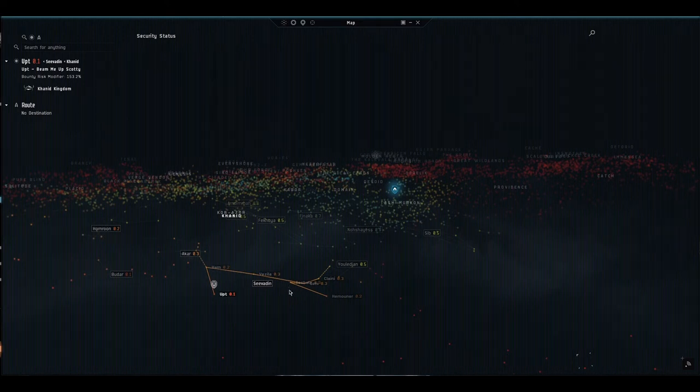LowSec is anything from 0.1 to 0.4 space. You can expect the belt rats, as well as any other rats, rats being NPC pirates, to be 2 to 3 times as strong as what you'd find in HiSec, and they react differently. High risk, high reward. In the higher LowSec, if you shoot someone, you will get standing hits, but over the course of 2 weeks, that will drop off. That is something to keep in mind when shooting in LowSec.